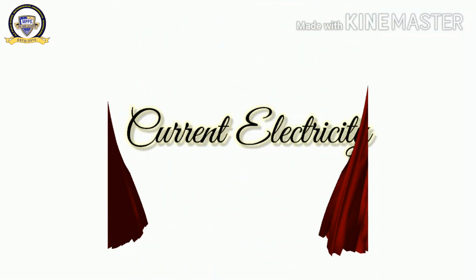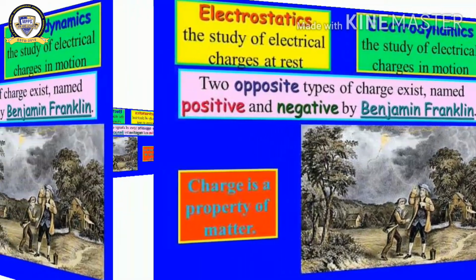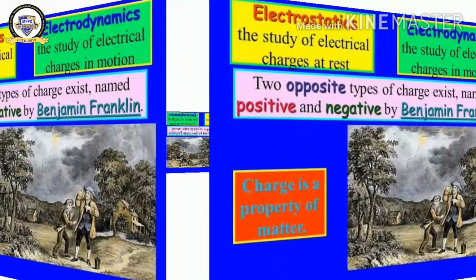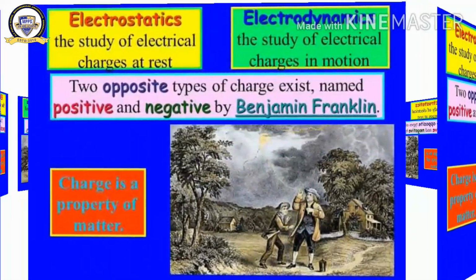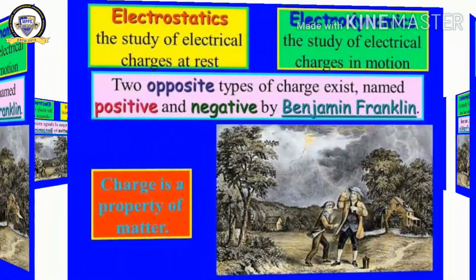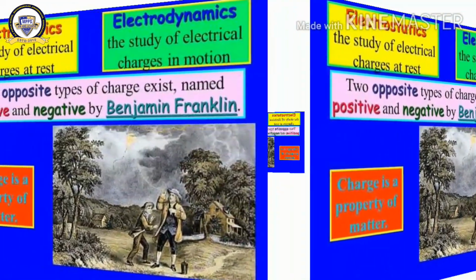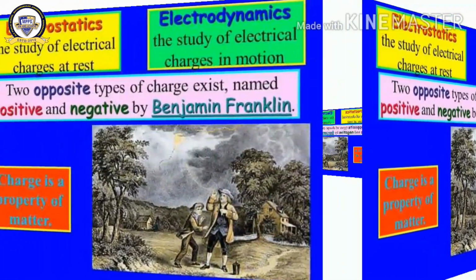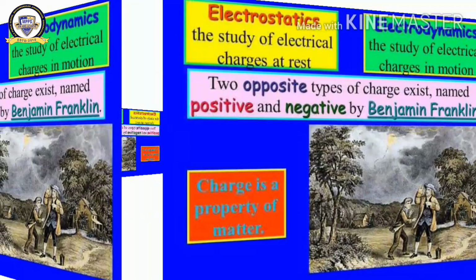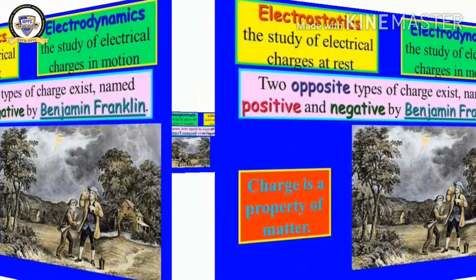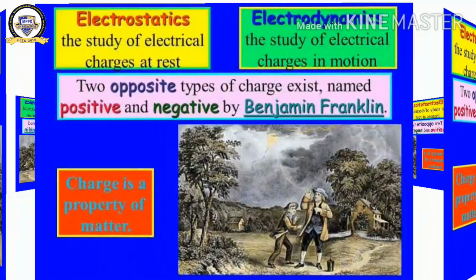The name of the chapter is Current Electricity. We will have to study it in detail, but we should know why this chapter has been created. Charges can be in two states: the first is stationary and the second is in motion. When the charge is stationary, it is termed electrostatics, but when the charge is in motion, it is termed current electricity.